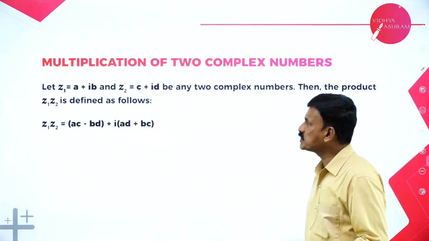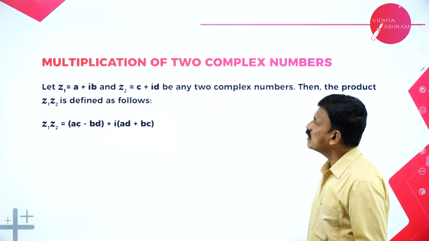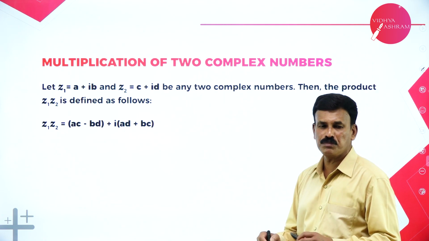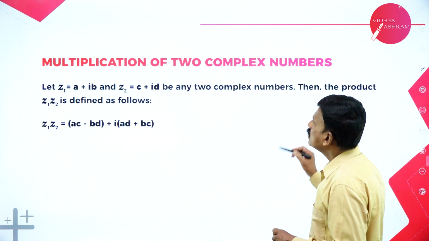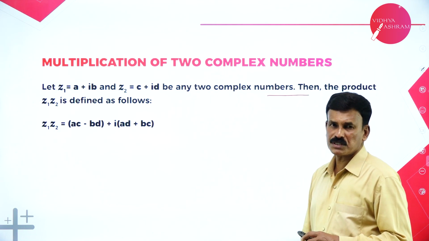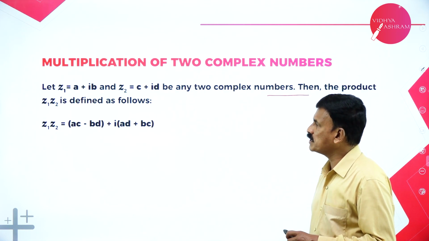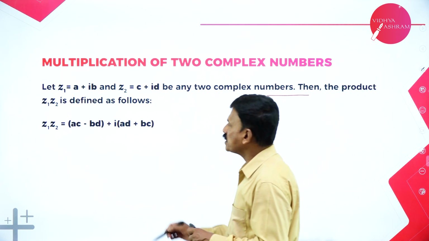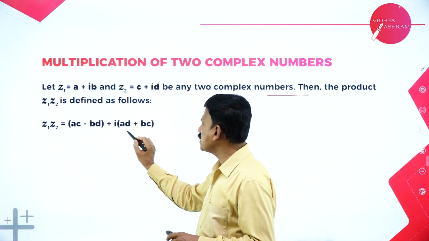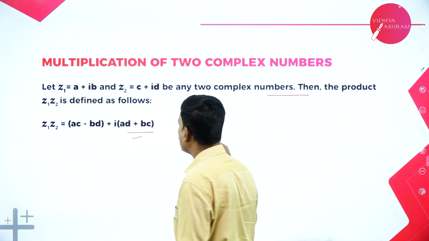So third property: if Z1 is equal to A plus iB and Z2 is equal to C plus iD, let us assume Z1 and Z2 as A, B, C, D. Then for any two complex numbers, the product of these two complex numbers is denoted as Z1 Z2 and is given by Z1 into Z2 is equal to AC minus BD plus i into AD plus BC. Or we will get it, just multiply this.